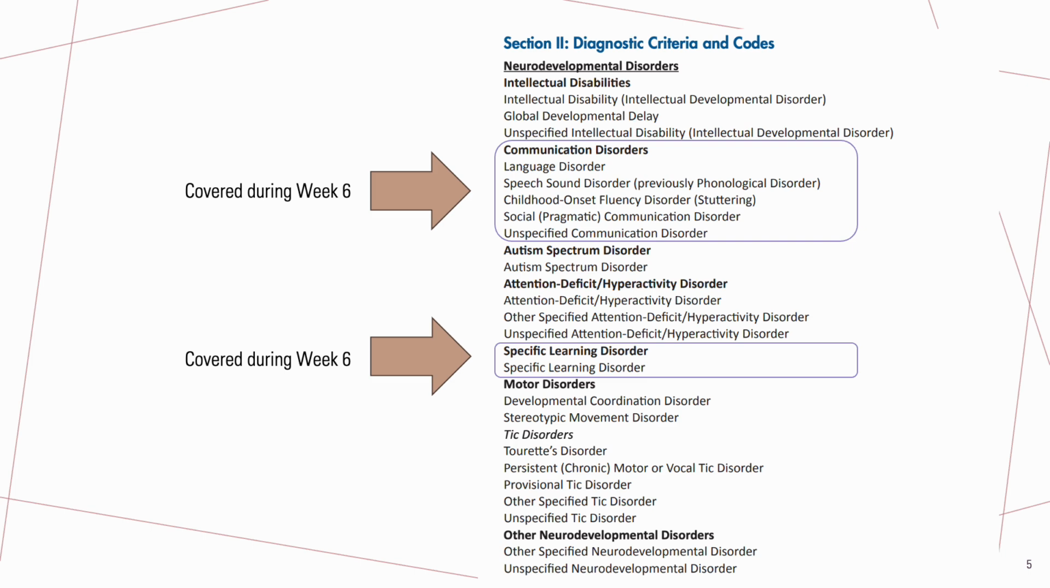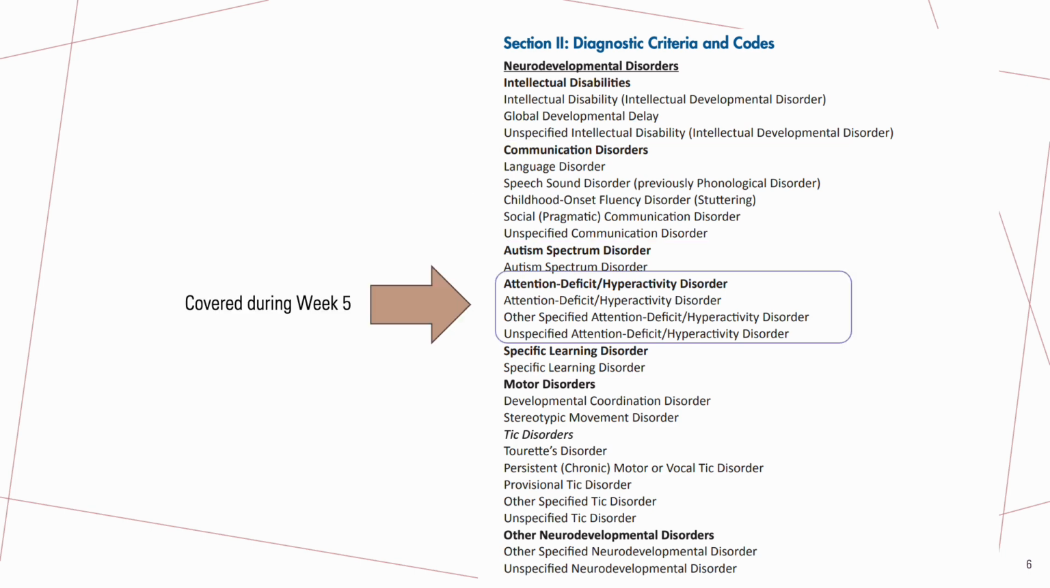So last week, in week 6, we actually covered communication disorders. So we talked about language disorder, we talked about social pragmatic communication disorder. I don't think we talked about all of these in depth, but this was the section we covered last week. We also covered specific learning disorder. So remember, these still fall within neurodevelopmental disorders, but these are specifically communication and specific learning disorders. Then the week before, we covered the ADHD section, so attention deficit/hyperactivity disorder. Again, this still falls within neurodevelopmental disorders.